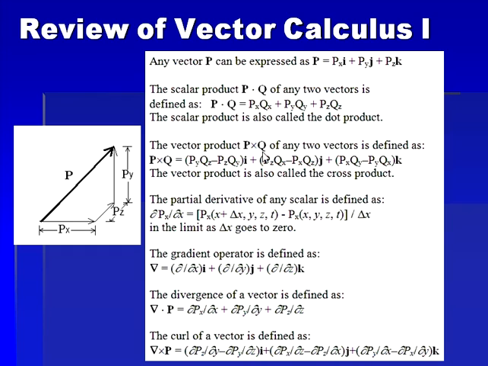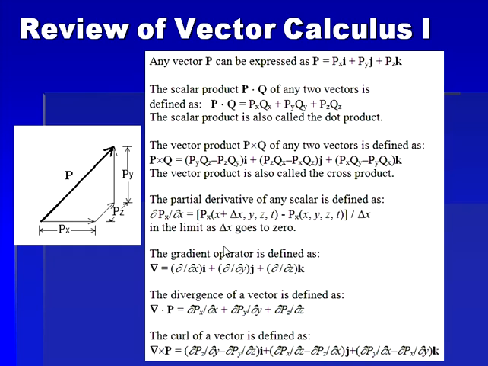The vector or cross product of any two vectors is defined in a much more complicated way. P cross q is equal to p sub y q sub z minus p sub z q sub y times a unit vector in the x direction i, plus similar constructs for the other two directions. This cross product is also called the vector product because it results in a vector quantity that has both magnitude and direction.